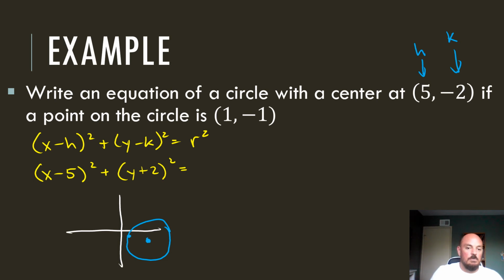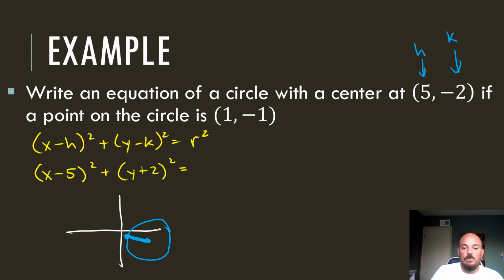But here's the important part. The radius of the circle connects those 2 points. So the 2 points that I gave you, 1, -1 and 5, -2, if I can find out how far apart they are, that's the radius of the circle. So what I want to do is use the distance formula.